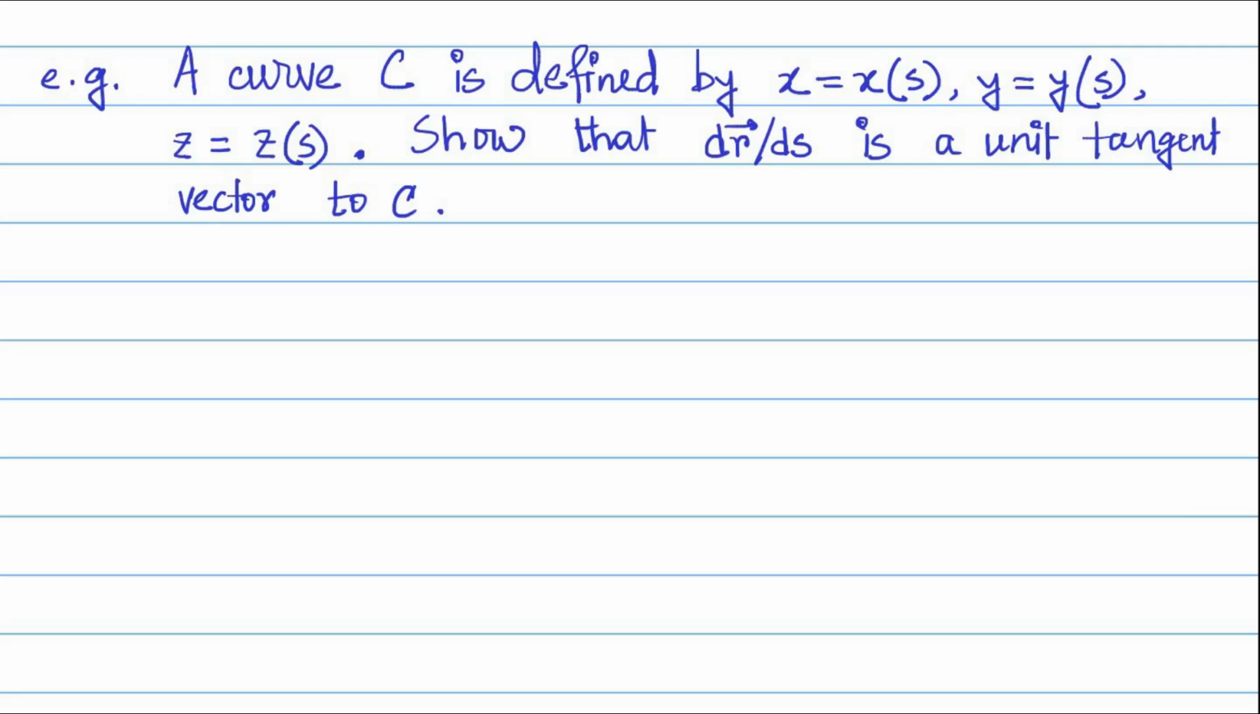Welcome back, everyone. Let's keep on building applications and examples of vector differentiation, specifically the differentiation of a vector valued function of a single variable. So what we have here is a specific example. It's a pretty interesting one as well. It's one which we'll have to use over and over again.